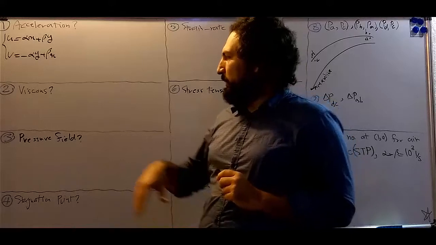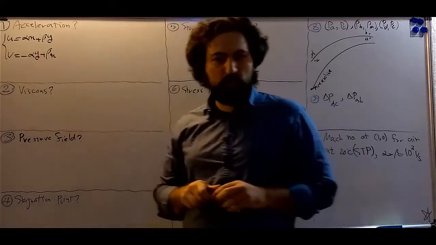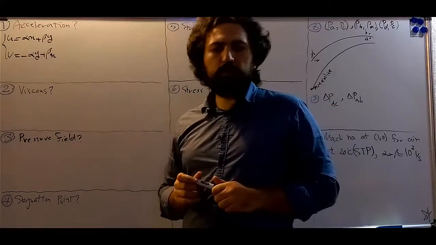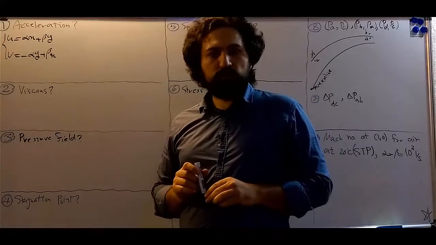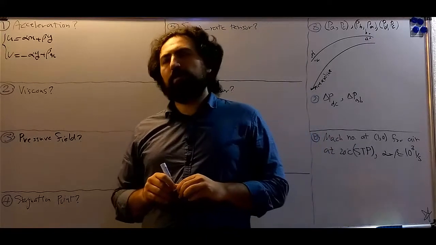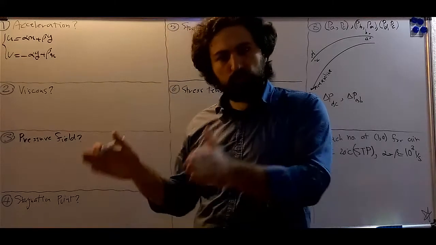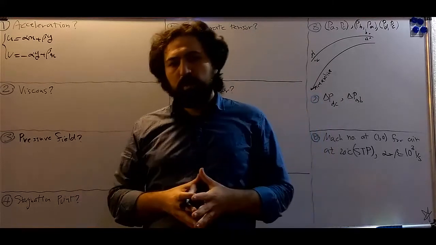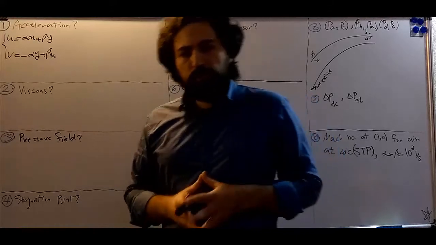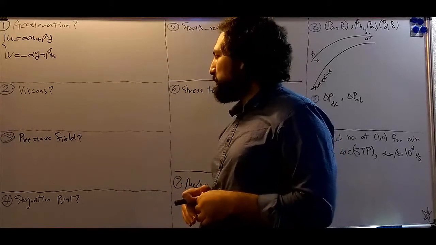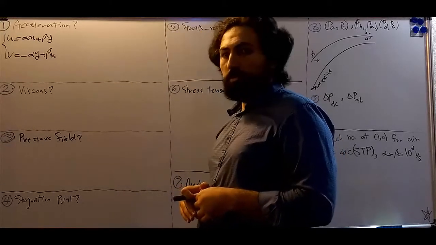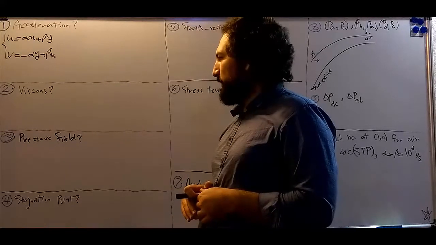Question number 2, is this flow field viscous? In other words, compute the viscous term in the Navier-Stokes equation, assuming the properties, such as viscosity, to be constant, and also a Newtonian fluid.